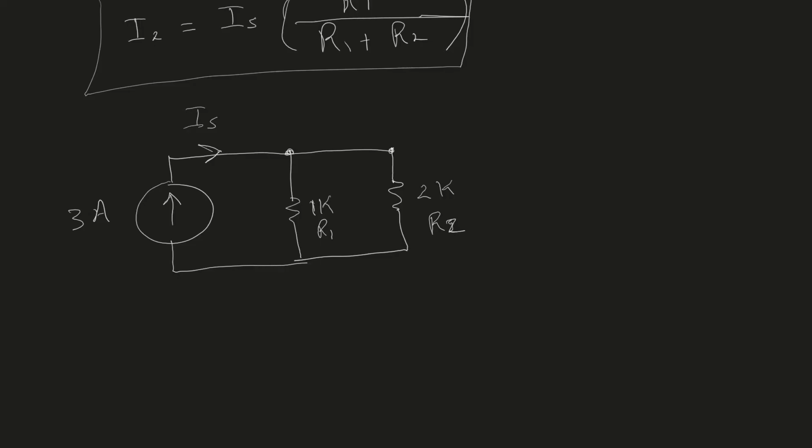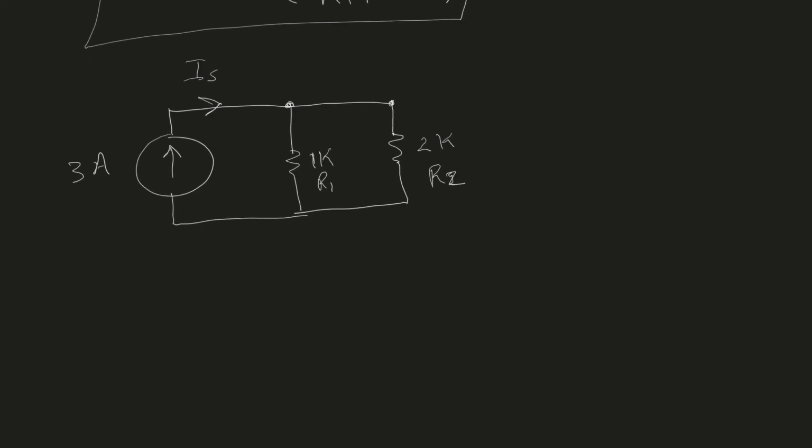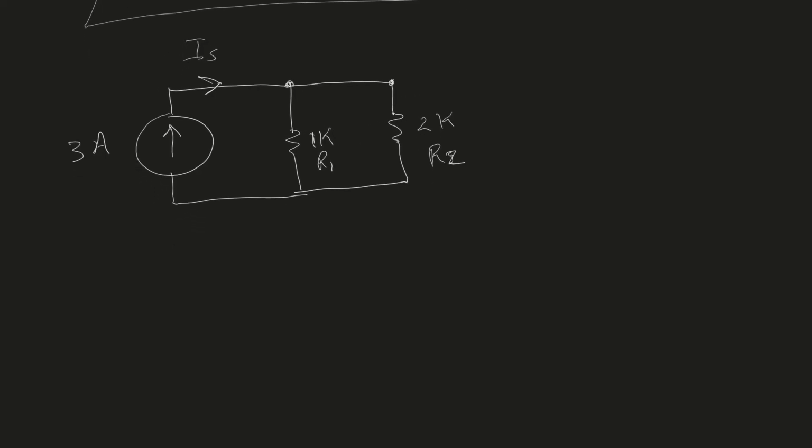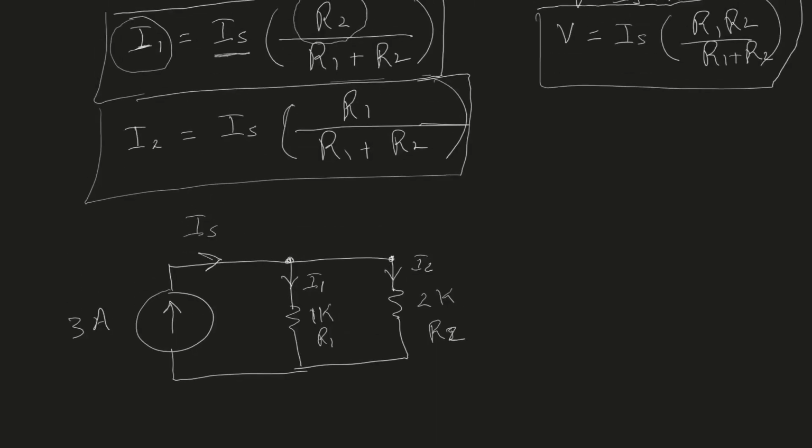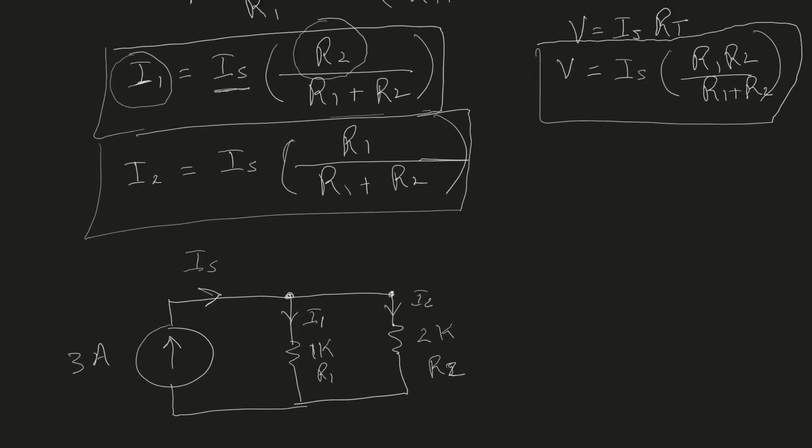Now you see R2 is the larger resistor. So therefore, it will offer more resistance to current, which means less current should flow through R2. This is our intuition, and let's calculate the currents I1 and I2, and we will see that more current will flow through R1 and less current will flow through R2. This is I1 and I2. According to CDR, the equation is over here, as you can see.